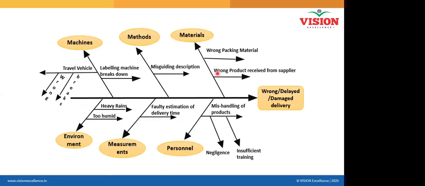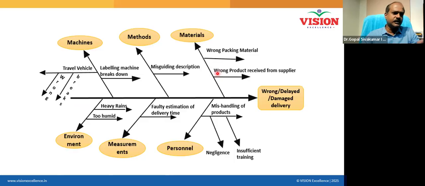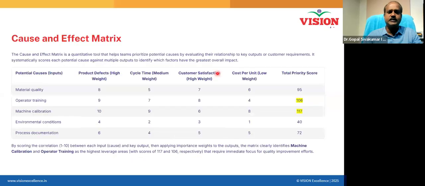And this is for e-commerce delivery. Like, there is a wrong delivery, there is delayed delivery and things like that happening, and the fishbone diagram is drawn. And I was telling you about the cause and effect matrix. You can see one such matrix here. How many potential causes are there here? 1, 2, 3, 4, 5. Can you see here? 1, 2, 3, 4, and 5. And then the criteria considered are the product defect and its impact on the cycle time, its impact on the customer satisfaction, its impact on the cost per unit, and so on.